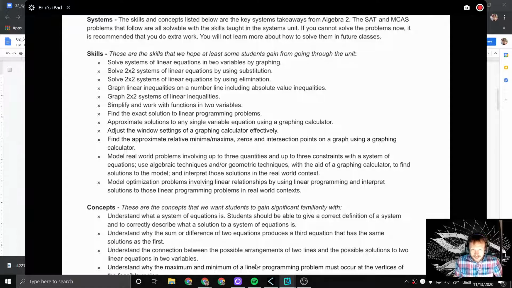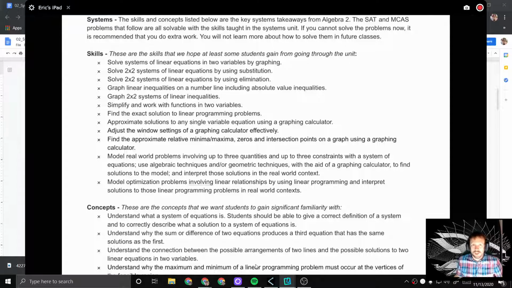2x2 systems using elimination. Here you multiply or divide the equations to get the coefficients to line up or to be opposite, and then you either subtract or add respectively to eliminate one of the variables, solve the resulting equation for the remaining variable, and plug in to find the second variable.